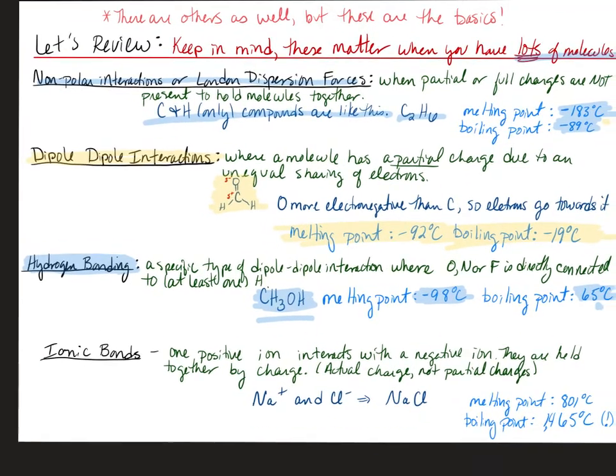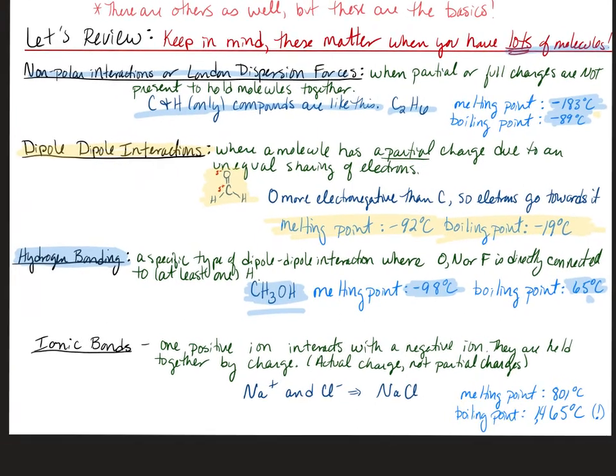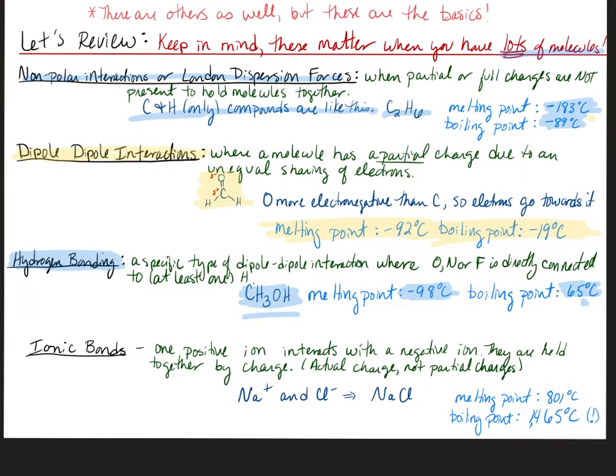Sorry, I'm going to move on up here for discussion of ionic bonds. Well, ionic bonds are actual positive and actual negative charges. So if we look at NaCl, that would be Na plus and Cl minus. Huge difference here on both melting and boiling points. Think about this. NaCl is table salt.